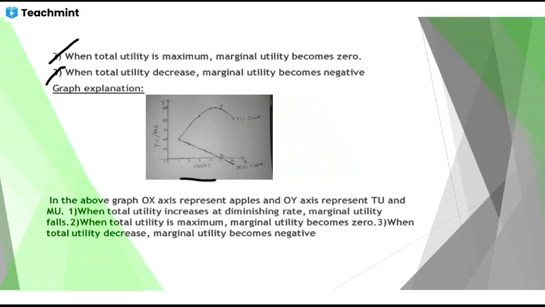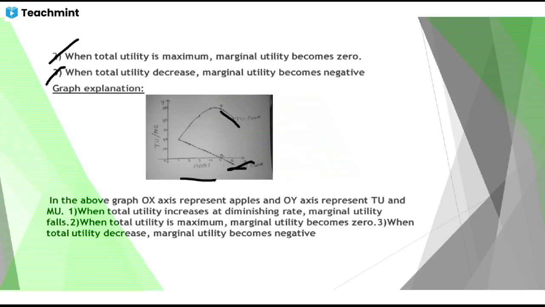On the OX axis we take apples, on the OY axis we take TU and MU, that means total utility and marginal utility. When total utility is increasing, marginal utility is decreasing. Okay, that is the first relationship. And when total utility becomes maximum at this point, marginal utility becomes 0. This is the second relationship. When total utility is decreasing, marginal utility becomes negative, below the OX axis. Okay, so this is the relationship.